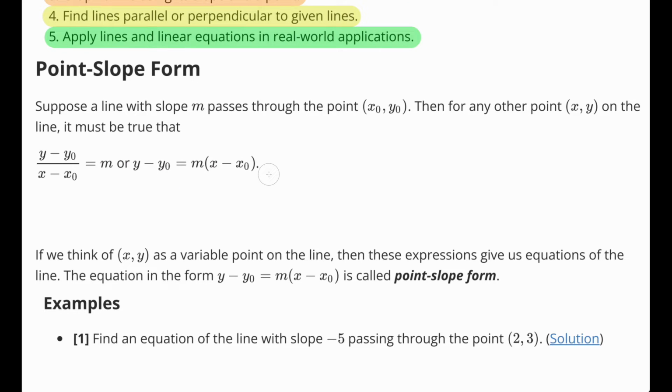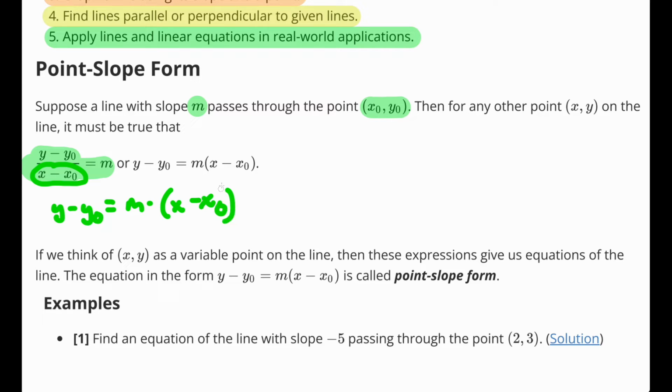Point-slope form. Suppose a line has a slope m, and it passes through x sub 0 and y sub 0. Then for any other point x, y on the line, it must be true that the difference between those 2 points is equal to the slope. And if you wanted to, you can actually multiply both sides by this right here. If you do that, you're going to end up with y minus y sub 0 equals m times x minus x sub 0, which is essentially the equation that they have right here. Okay. So basically it means the same thing.